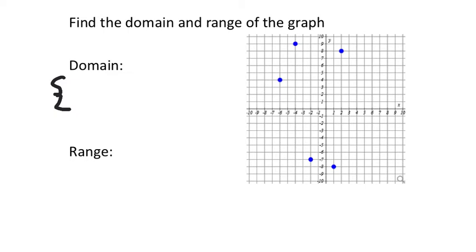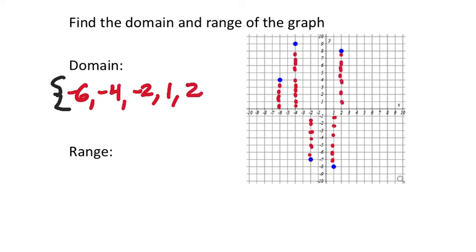So I'm just looking for the X values for the domain, right? So I can see that this point right here corresponds with -6. And I'm just working from left to right. That's going to put them in the list from least to greatest, but you don't have to. This point corresponds with the next value that's -4. This one corresponds with the next value that's -2. This one corresponds with the next value that's 1. And then finally, this point corresponds with the next value that is 2.